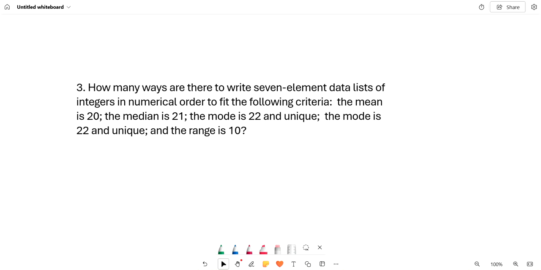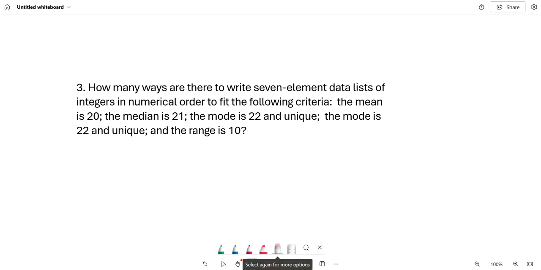So this is week 80 Friday, and number 3 says, how many ways are there to write 7-element data lists of integers in numerical order to fit the following criteria? The mean is 20, the median is 21, the mode is 22 and unique, and the range is 10.